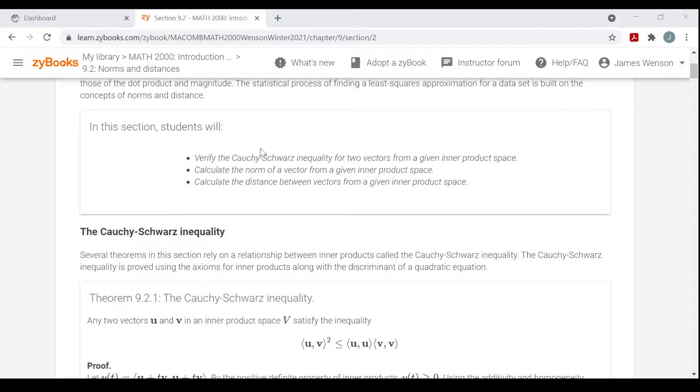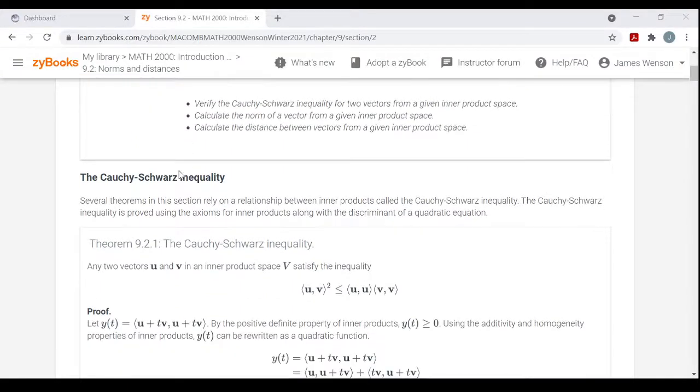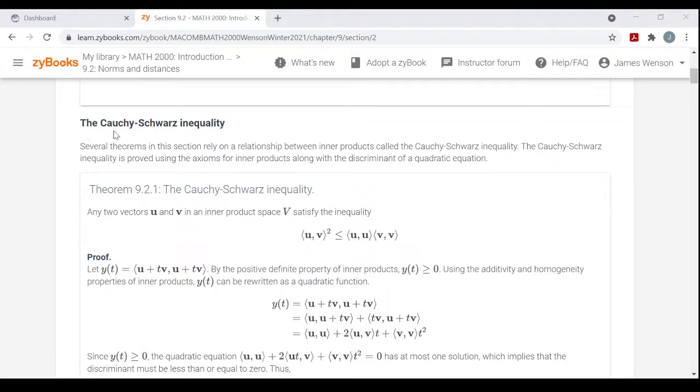Right, so you have the objectives here, what's going to be covered. So the first thing to be covered in this section is called the Cauchy-Schwarz inequality, a very important inequality in mathematics. So I highly recommend that's why it's got its own heading here. I feel like it should have its own section, but that's just me. So there are several theorems in this section that rely on a relationship between inner products, and this relationship is called the Cauchy-Schwarz inequality.